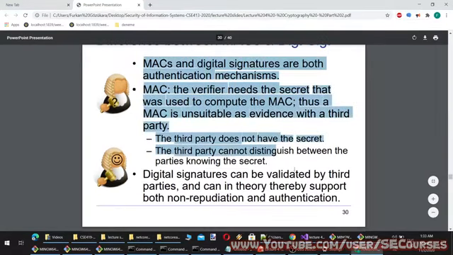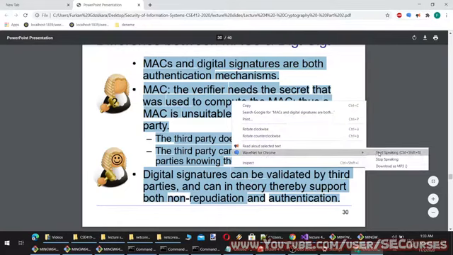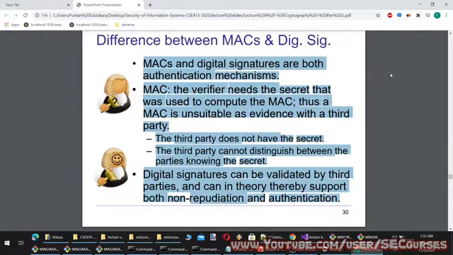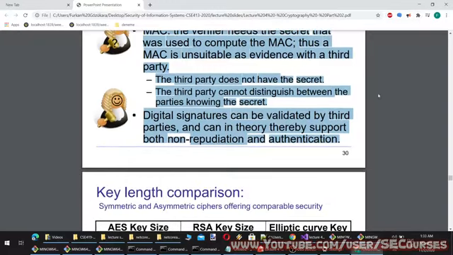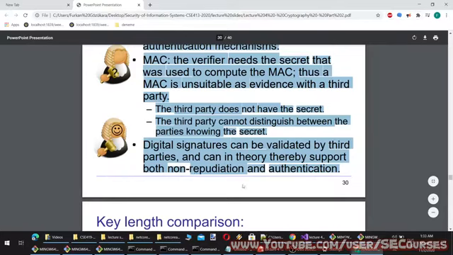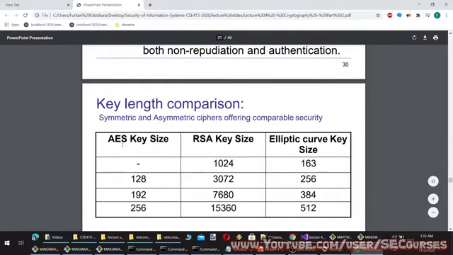Difference between MACs and SIG. MACs and digital signatures are both authentication mechanisms. With a MAC, the verifier needs the secret that was used to compute the MAC, thus a MAC is unsuitable as evidence with a third party. The third party does not have the secret. The third party cannot distinguish between the parties knowing the secret. Digital signatures can be validated by third parties, and can in theory thereby support both non-repudiation and authentication.